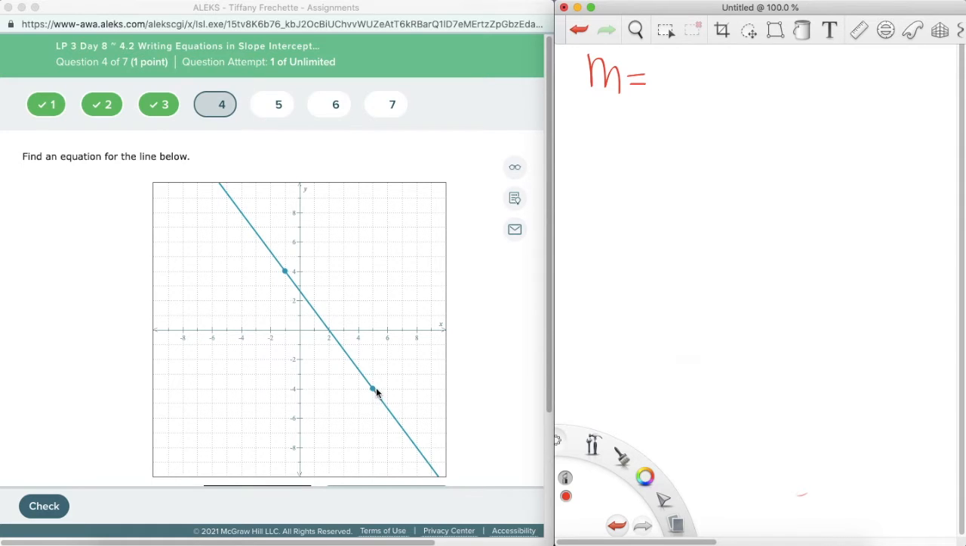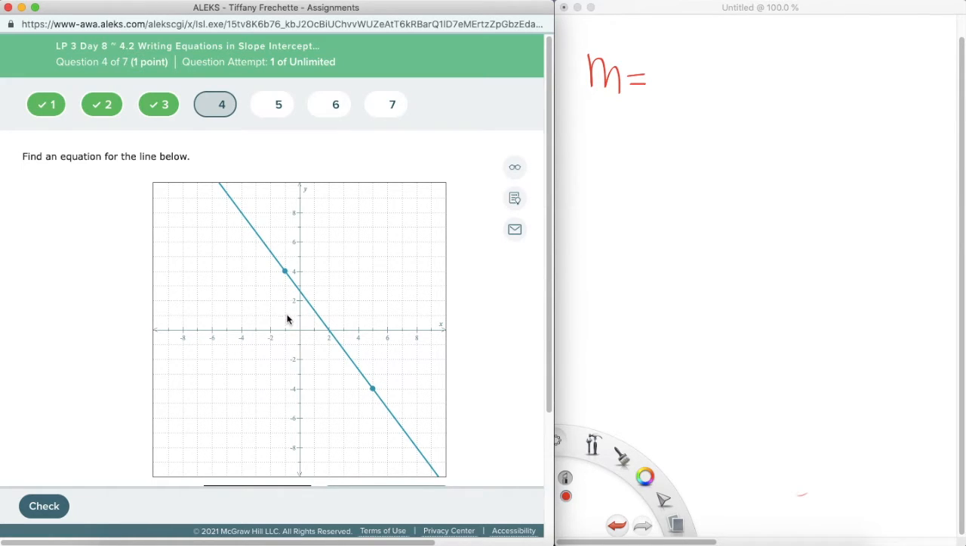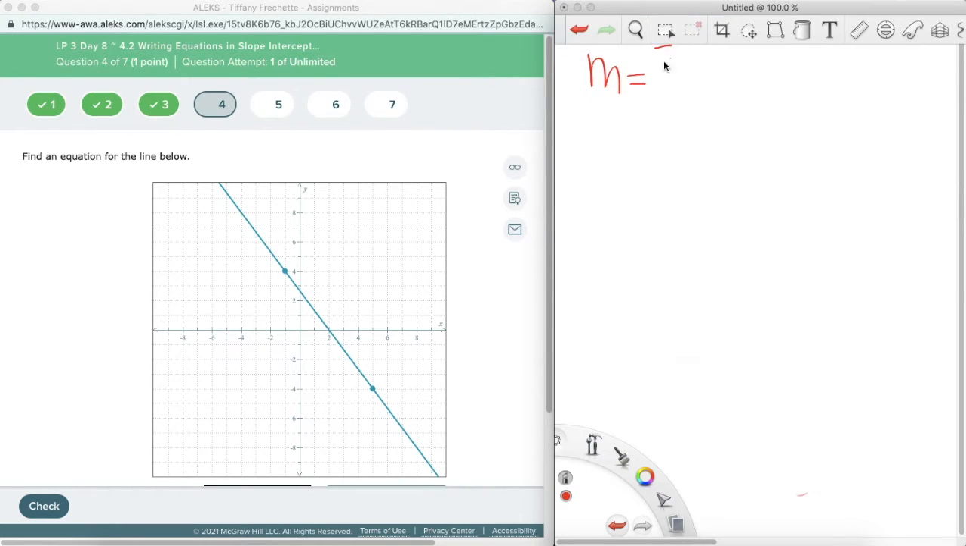And the slope, no matter what, I'm going to do rise over run. So I can do this visually. I can go 1, 2, 3, 4, 5, 6, 7, 8. So I have to go down 8. And then I'd have to go 1, 2, 3, 4, 5, 6. So I'd have to go 6 to the right.